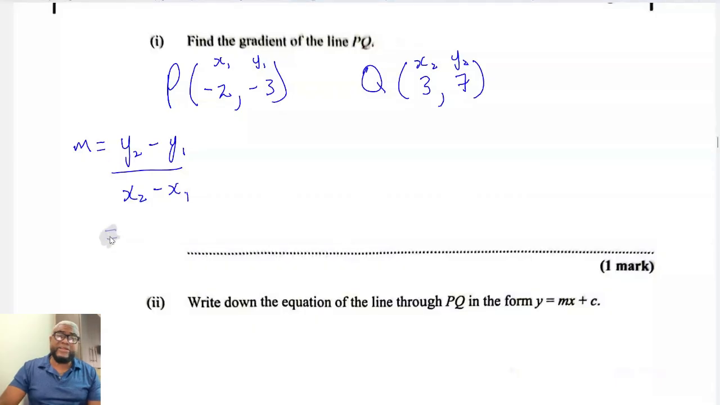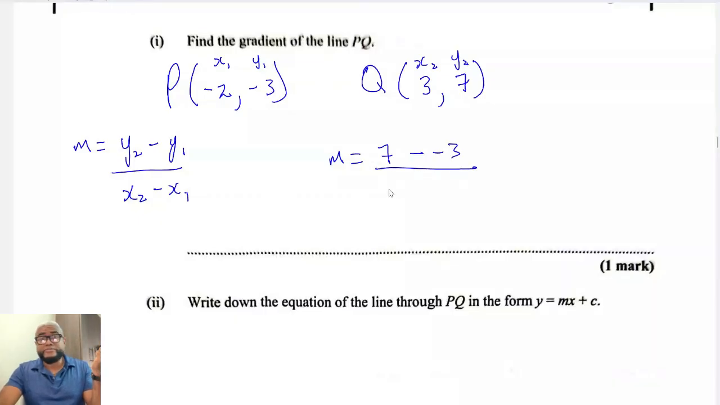When you see 1 mark questions like this, don't waste too much time on it. So M is equal to Y2, which is 7, minus -3, over 3 minus -2. We're not going to work out the top, then the bottom, then divide. Give me the answer straight. 2 flat. Somebody second that 2. Everybody good here? So you just get a whole mark in CXC there.